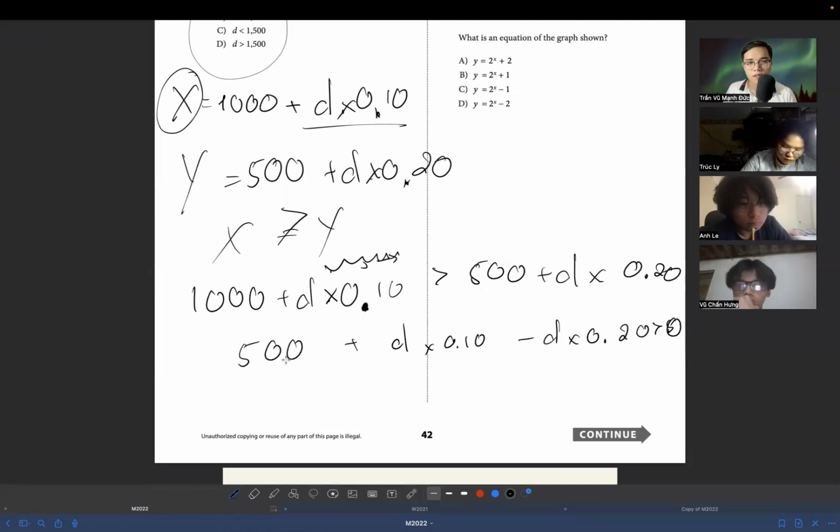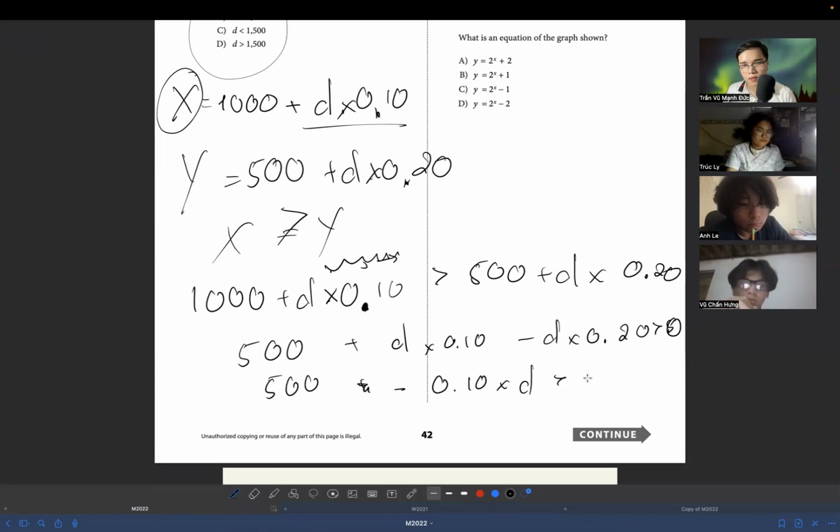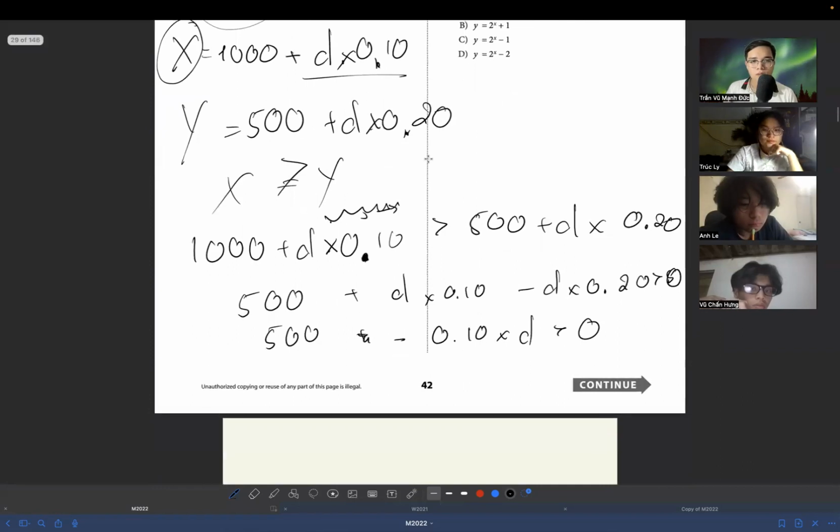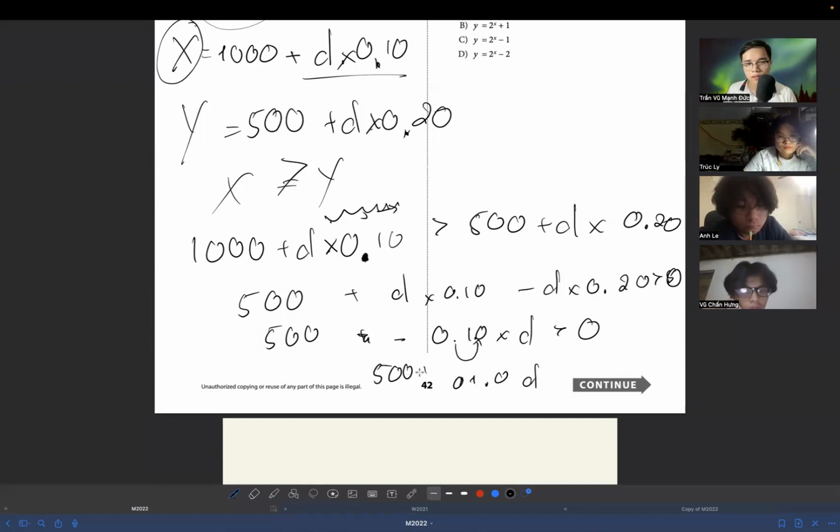500 is divided. 500 plus this, no, this is minus 0.10 times D, bigger than 0. So I'm going to multiply it by 10. We shift the decimal point up 1 unit, and it'll become 1.0 D, and 5,000 minus, bigger than 0.